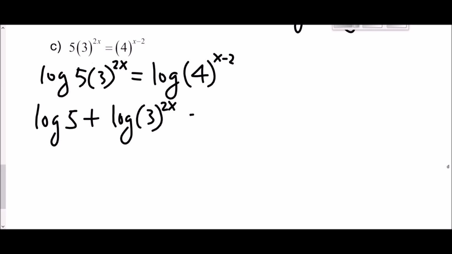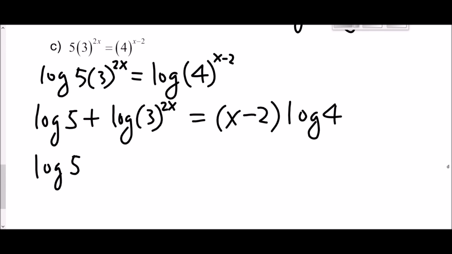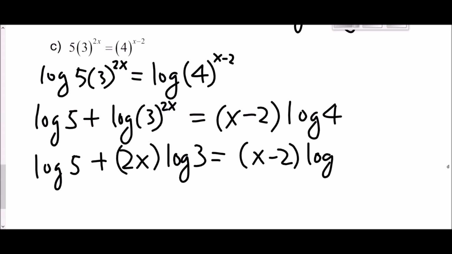Okay, then right hand side, well, this applies to this, so therefore we can do the power law. So I'm not going to trick you here. x minus 2 in brackets times log base 10 of 4. Okay, now I can apply the power law here. Move this to the front. There's nothing I can move here, so leave that. So log 5 plus 2x times log 3 equals, there's nothing we can do to the right hand side, x minus 2 times log 4.